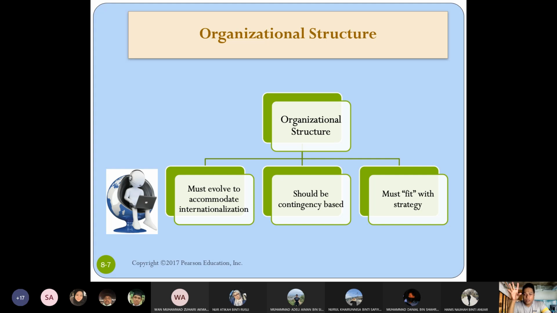And then under the organizational structure, they have their own departments. Depending on the organization, if you have more than five, or they have five departments. In this one, the organizational structure must evolve to accommodate internationalization, especially if the company is going global. It should be contingency based and must fit with the strategy, so it depends on the company strategy. The strategy we can look at based on the vision and mission of the organization. From here, they can choose this type of organizational structure or other types.